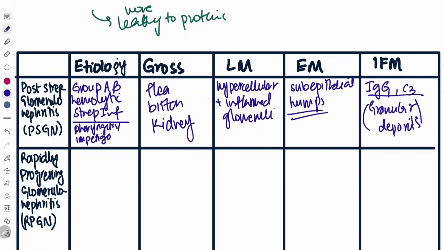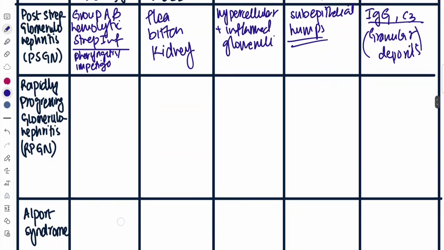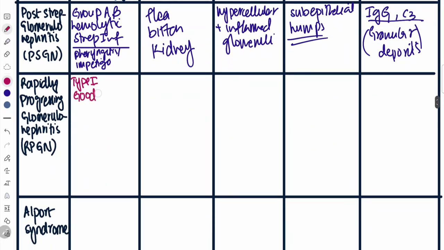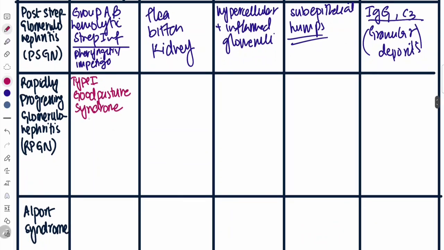That's it for post-strep. Now let's do RPGN, that is rapidly progressive glomerulonephritis. This has 3 types. Type 1 is Goodpasture syndrome. In Goodpasture syndrome there are autoantibodies against what? Against the glomerular basement membrane, and it is linear.